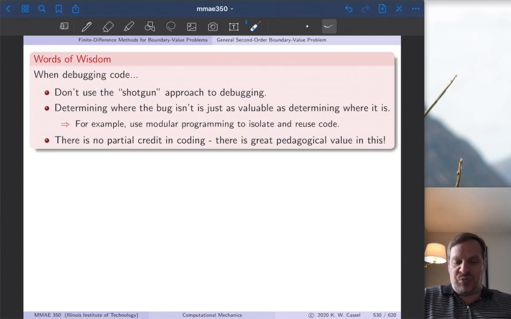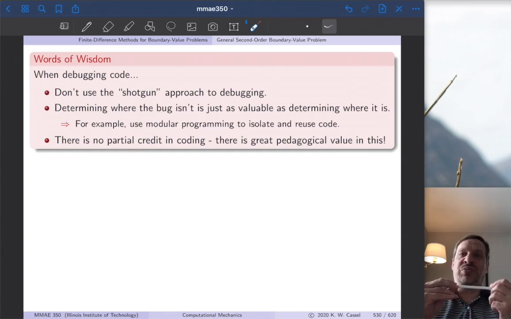And once you've got the program working, you can reuse it, and it's very, very enjoyable to see that. But the debugging part is the most complicated, most frustrating, as I said. My first comment is what not to do. Do not use the shotgun approach to debugging. So the shotgun is you fire it out and things go off in all different directions.